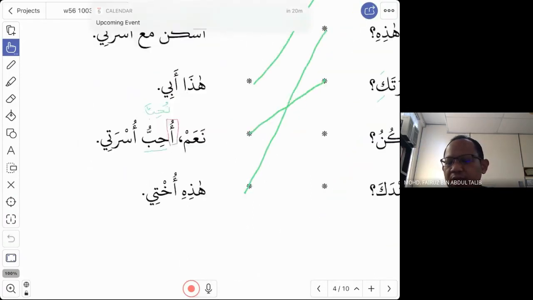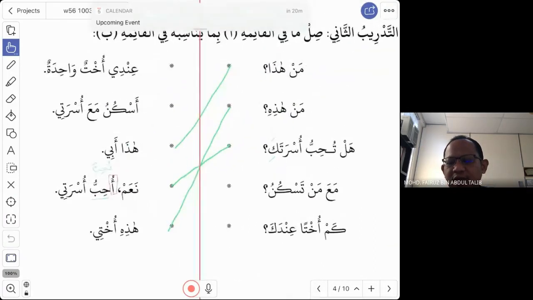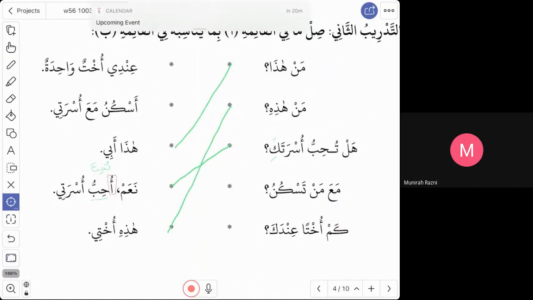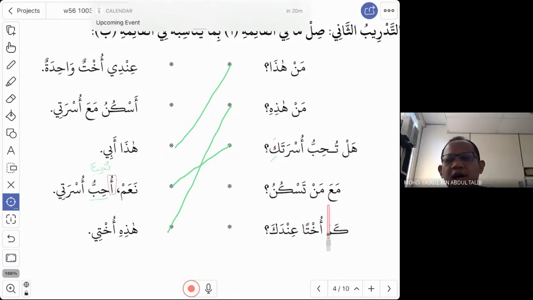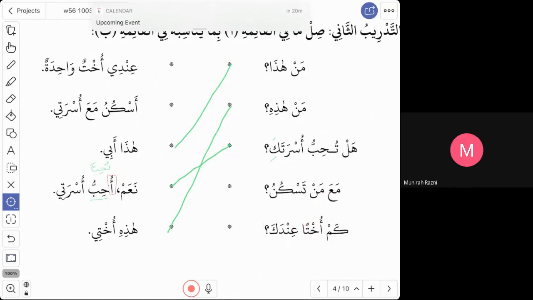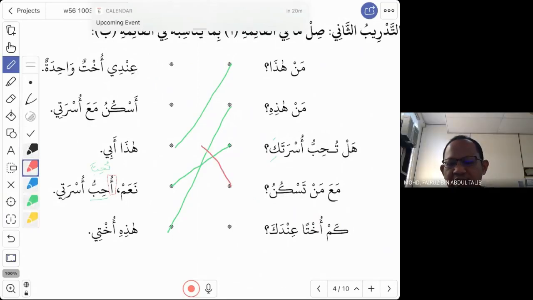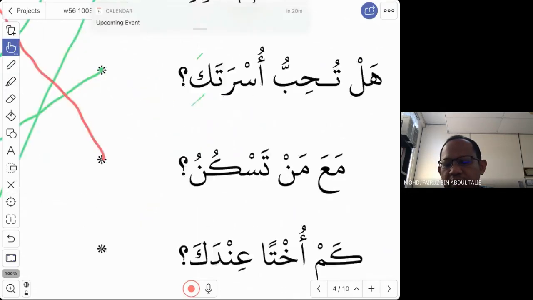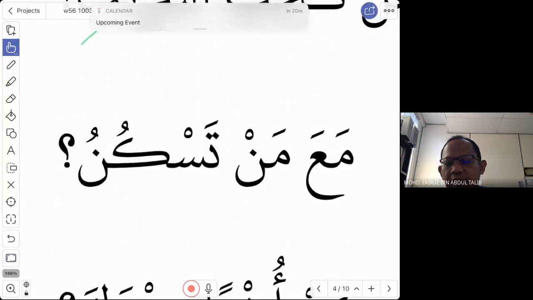Now, number 4. Yes, here I believe we have a new word. Can somebody read this? Yes, Munira. Ma'a man taskunu? Askunu ma'a usrati. Okay, syukran Munira, that is the answer. Askunu ma'a usrati. Now let us look at this phrase: ma'a man taskunu.